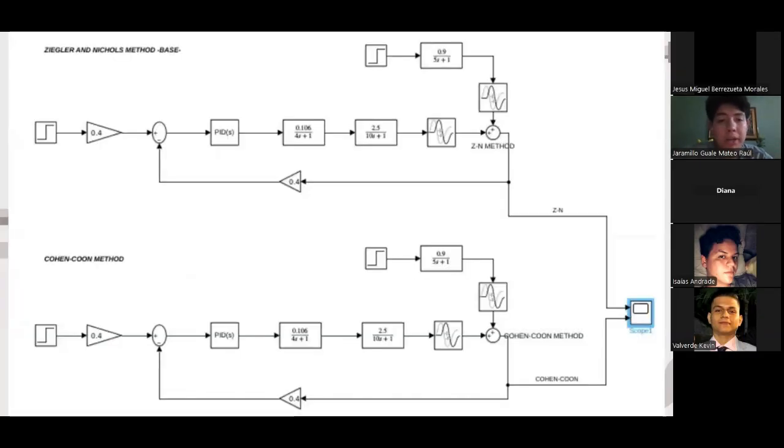Next, now with the obtained FOPDT plant, we can make the Ziegler-Nichols model and the Cohen-Coon model control loops on Simulink. So we can compare the control loop performance and its stabilization for both methods.